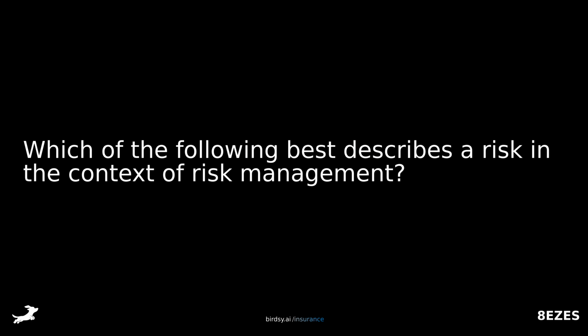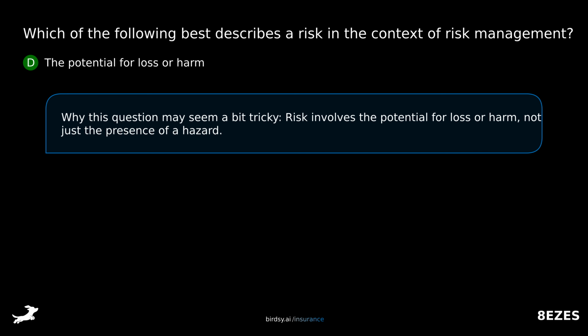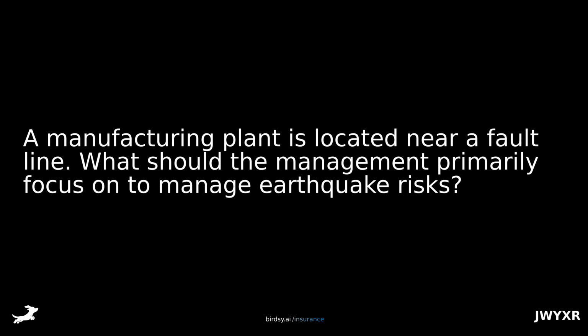Which of the following best describes a risk in the context of risk management? Is it A, a potential source of harm, B, the certainty of a negative outcome, C, an unavoidable event, or D, the potential for loss or harm? The answer is D, the potential for loss or harm. Why this question may seem a bit tricky: risk involves the potential for loss or harm, not just the presence of a hazard.